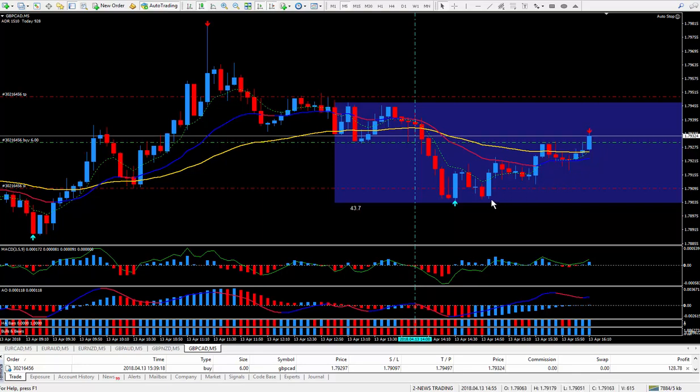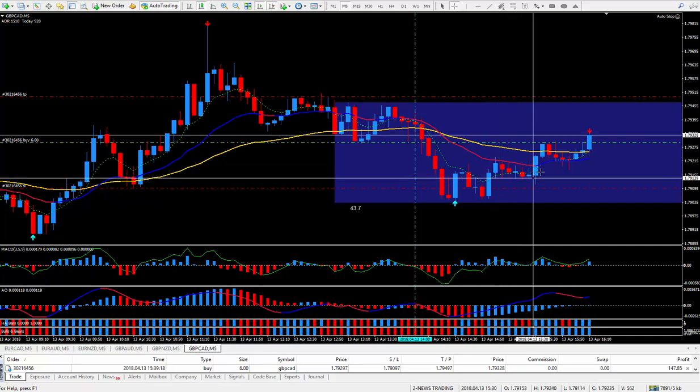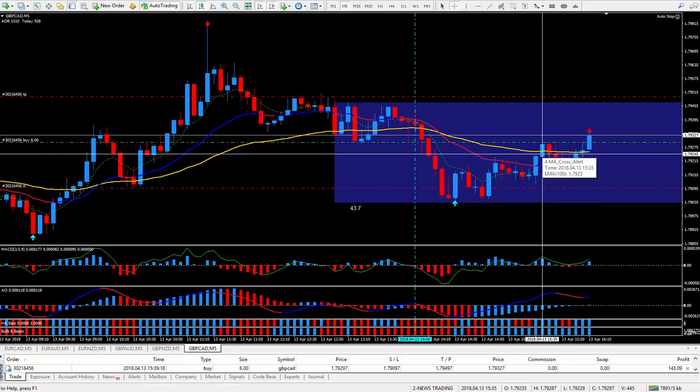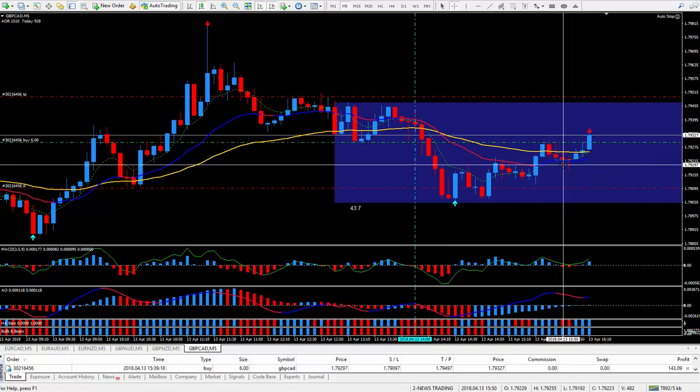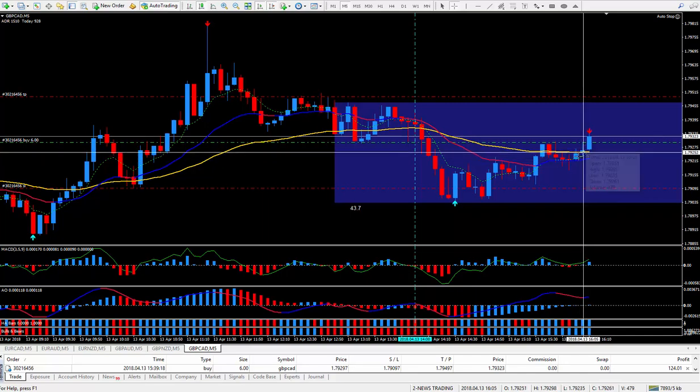I had some triggers over here and here, slight pullback. I didn't catch it, I didn't see it at this time. And then more triggers over here. I didn't see it, but as it started to go up, I got in.